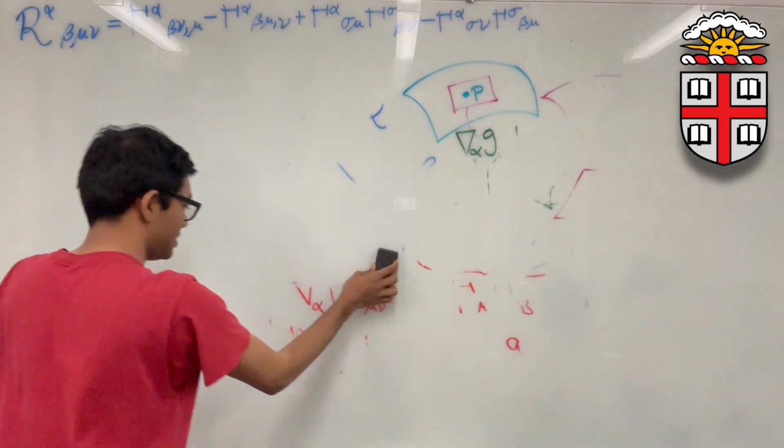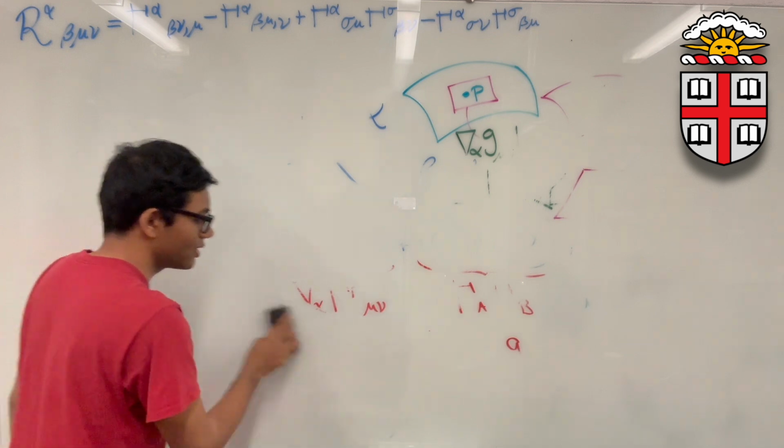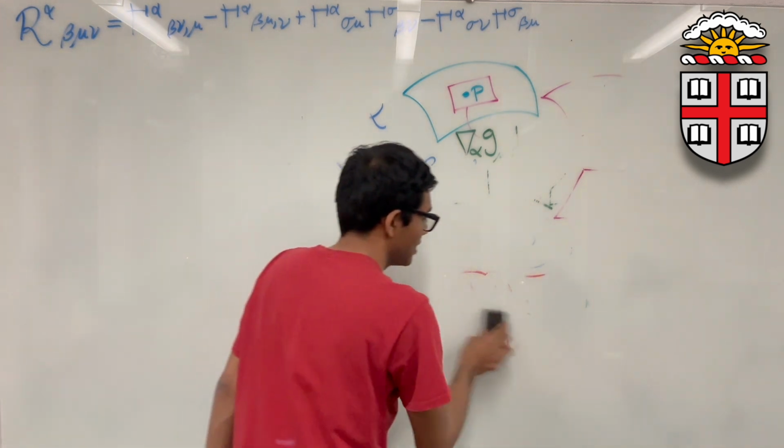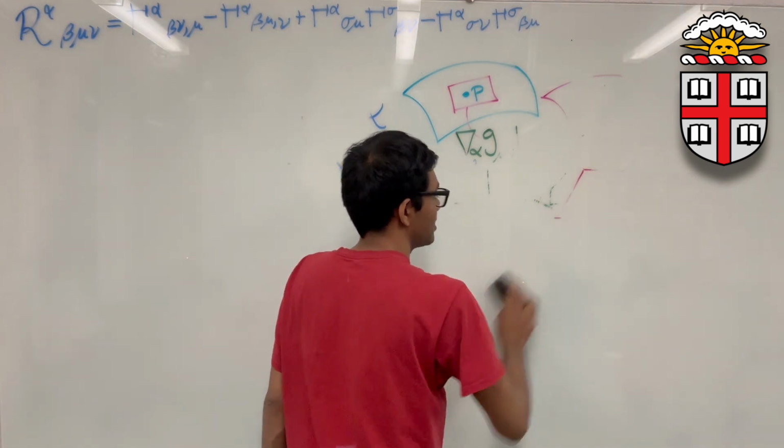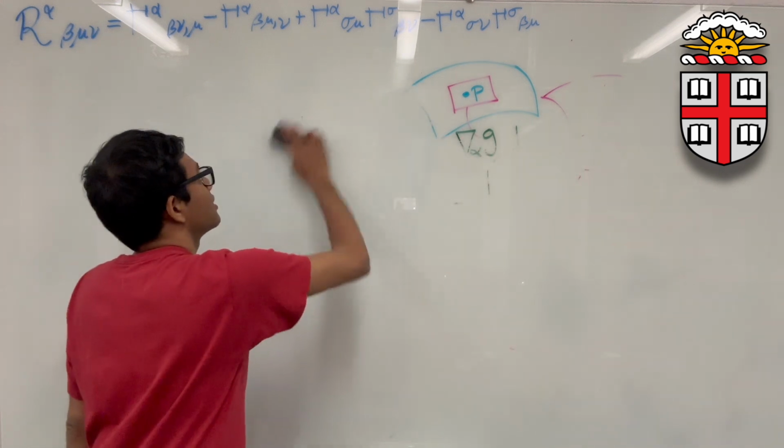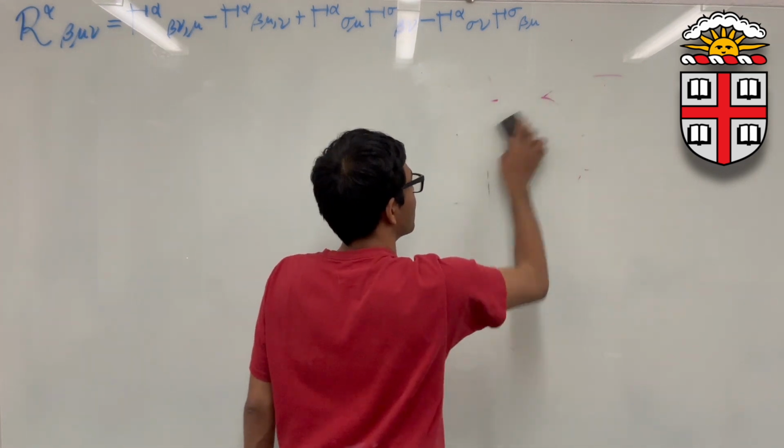Apparently, despite the fact that this school has a $6 billion endowment, they don't spend any money on erasers, because this eraser can barely erase the whiteboard.